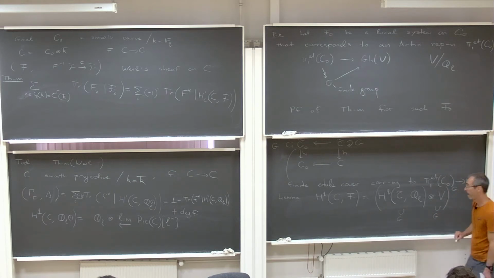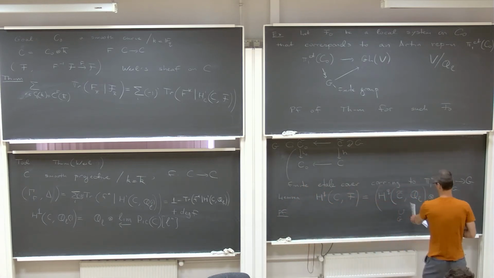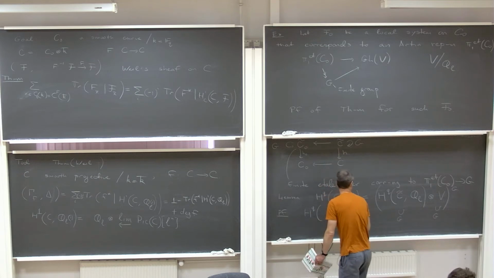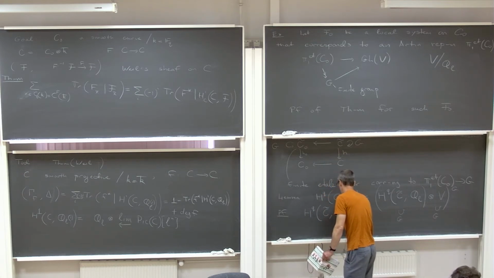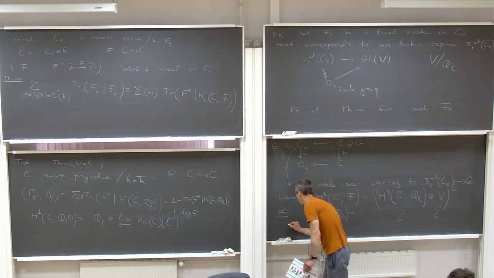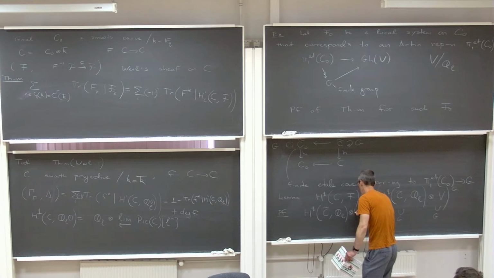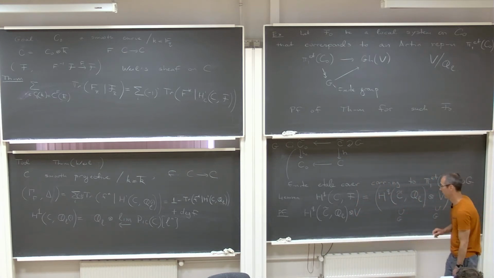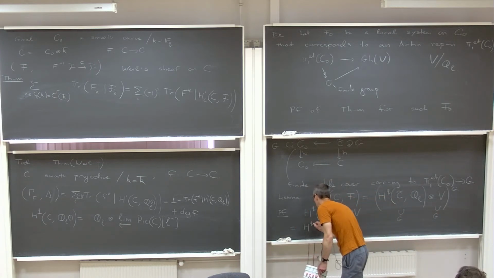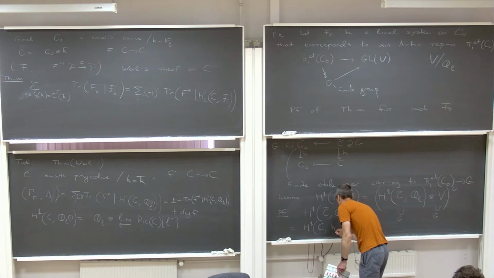So proof. Well, we can compute this group, H_Q of C tilde with coefficients in Q_l, let's say, tensored with V, and I claim that this is the same as H_Q of C with coefficients in H_* of Q_l.